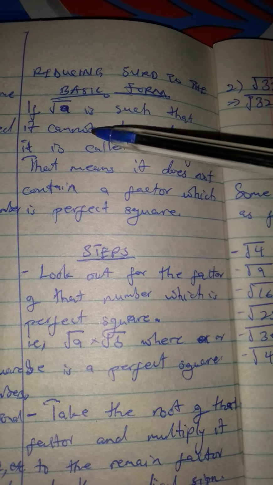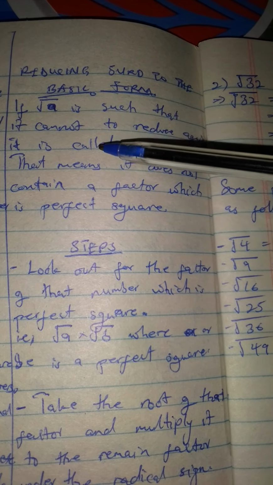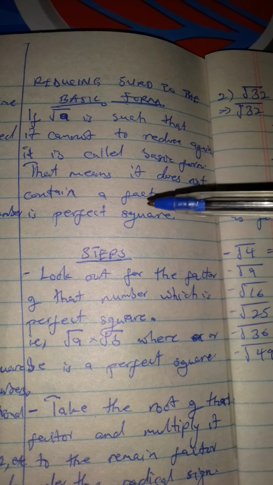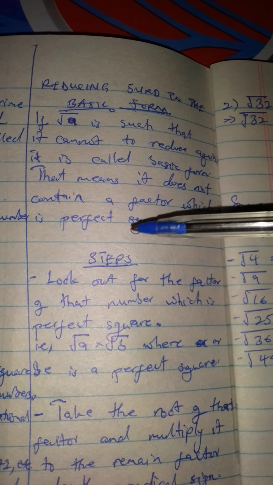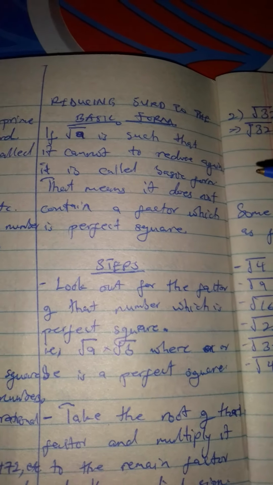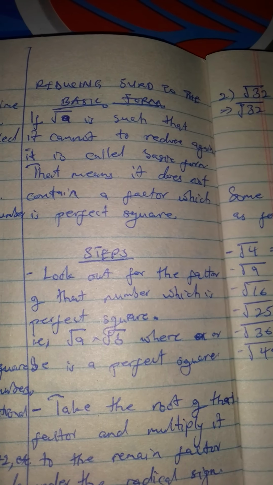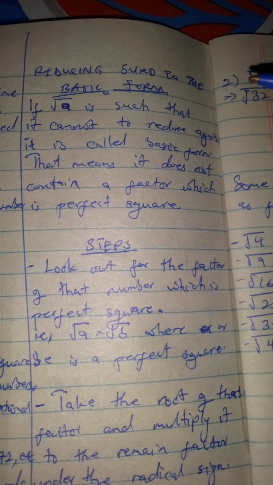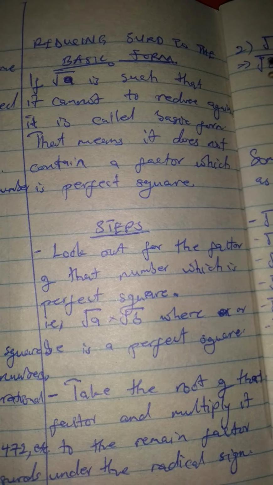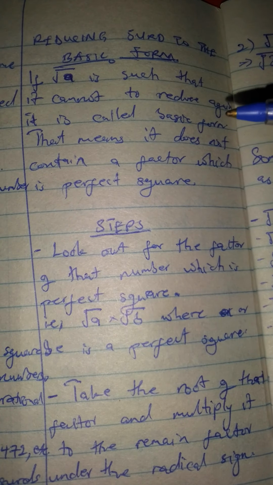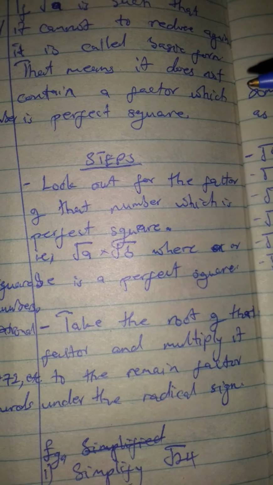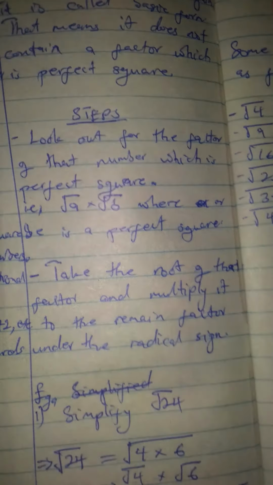If a number under the radical sign cannot be reduced again, it is called the basic form. That means it does not contain a factor which is a perfect square, like I said earlier. If it contains a factor that is a perfect square, then you can reduce it to get the multiple of the factor. So the steps are as follows. This one you just need two steps.